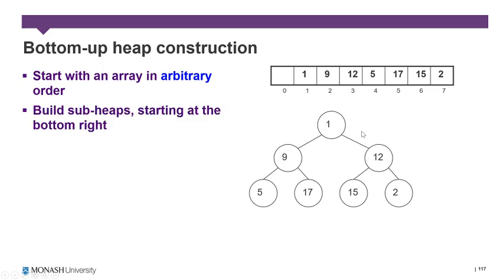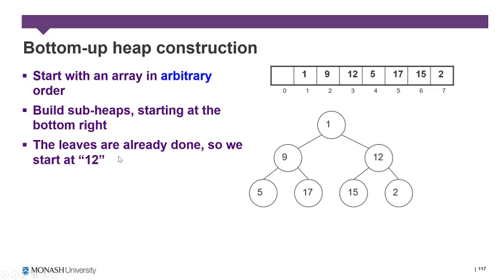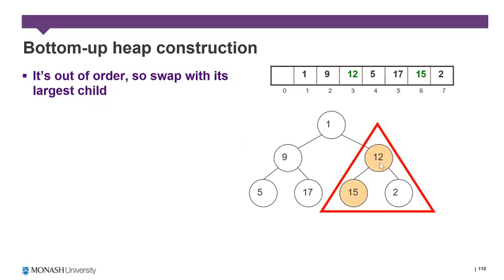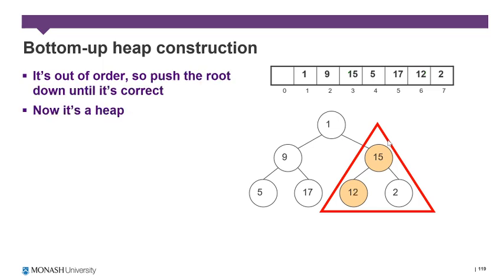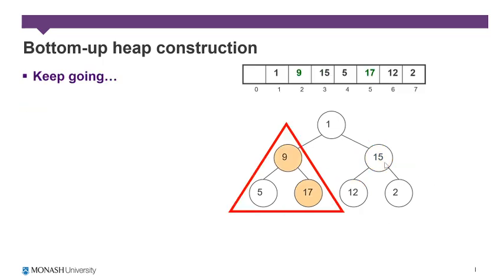Build subheaps starting at the bottom right. The leaves are already done, so we just start at 12. Now that we've identified 12 as the first one we're going to look at, we need to pick the biggest child and then work out whether we need to sink it or not. In this case, 12 will need to be sunk down and swapped here. Now it's finished, and this is a heap. Similar with this one. We go to the next element at index 5, get the parent, which is 9, and then decide whether we need to sink down by comparing 9 and 17. In this case we do, so it swaps there.